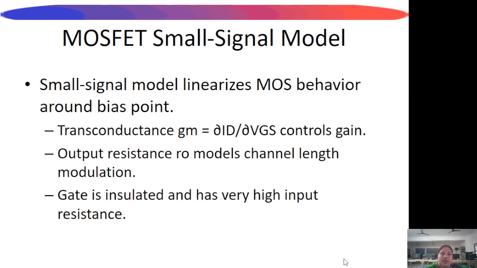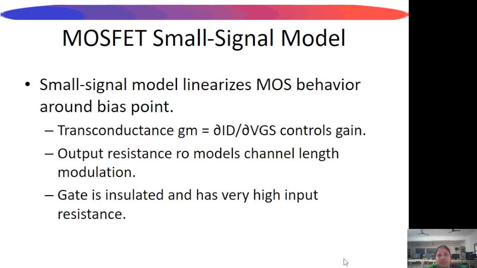Next we see about the MOSFET small signal model. The small signal model is used to analyze MOSFET behavior for small variations around a bias point. It linearizes the nonlinear characteristics of the transistor. The transconductance gm represents how effectively the gate voltage controls the drain current. A higher transconductance results in higher gain. Output resistance ro models the effect of channel length modulation. It affects gain and output impedance.